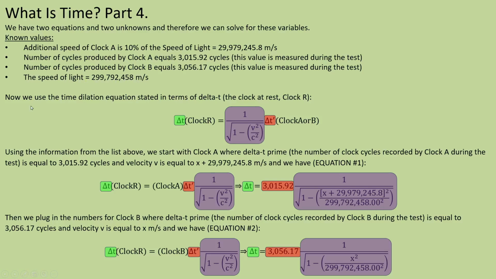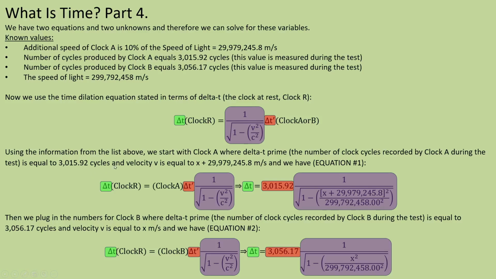Now we use the time dilation equation stated in terms of delta t, or the rest clock, clock R. And here we have that equation, and we'll plug in the different values to get two equations, equation number 1 and equation number 2, one for each clock, clock A and clock B.